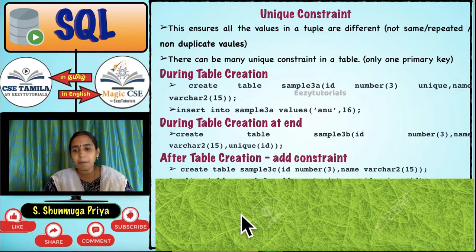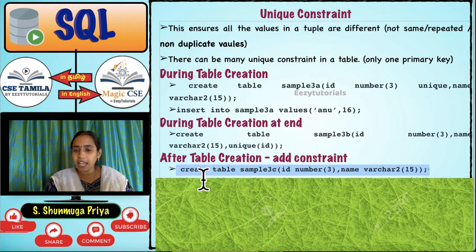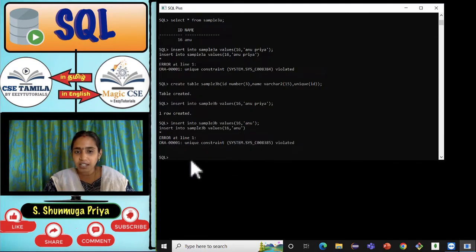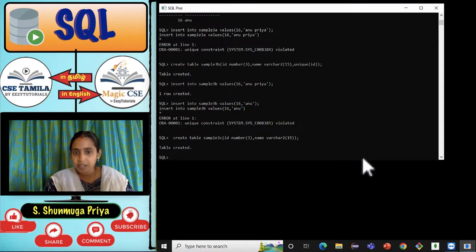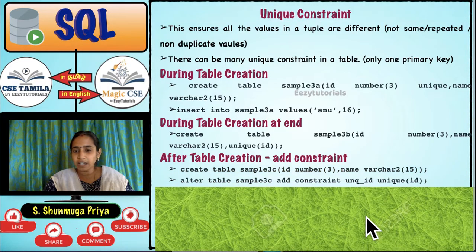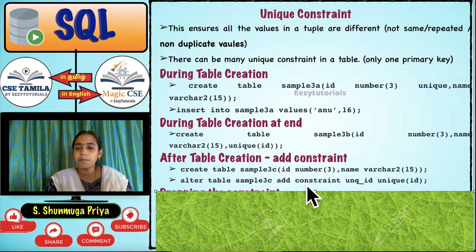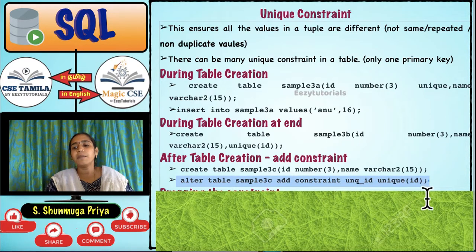You have already created a table, and you have not imposed any constraint. This is my table. Now you want to impose the unique constraint. So alter table, the name of the table, then you have to give add constraint. You can have a constraint name. Then unique, and in the bracket, the column you are going to make unique. So add constraint.